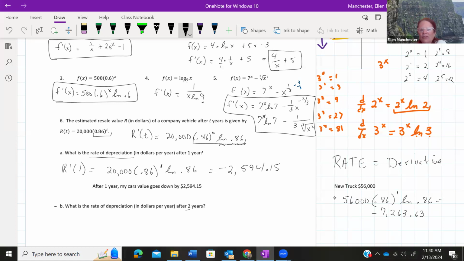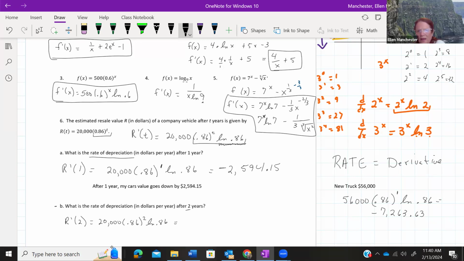Okay, so now let's go back to this one. Now what happens after 2 years? And there's a point to this. This is a life lesson for you guys. There's a point to this. So now let's try it after 2 years. So we're going to find the rate of depreciation after 2 years. Okay, so you can actually kind of have an understanding of what all these numbers mean.